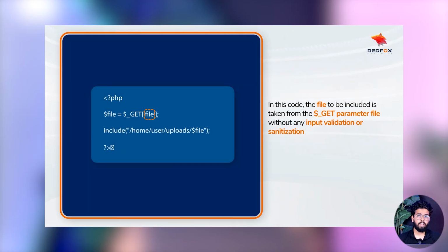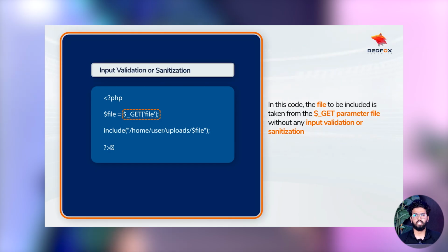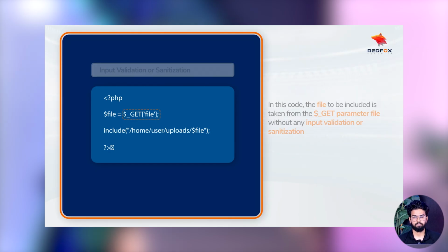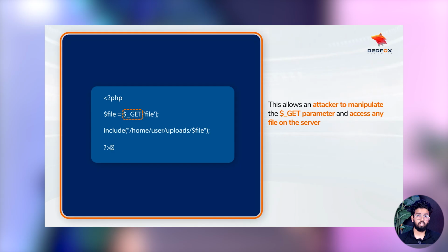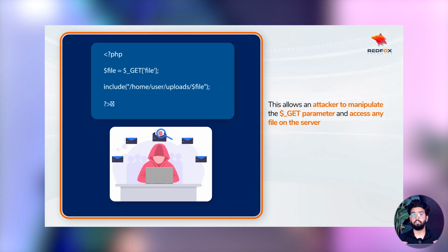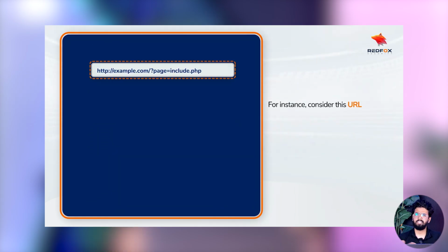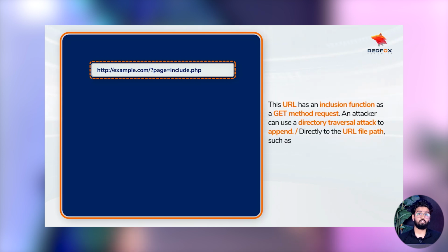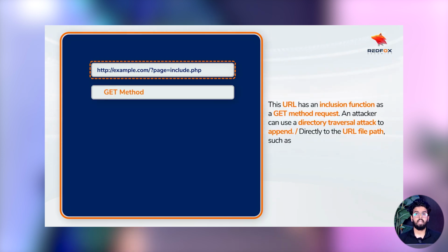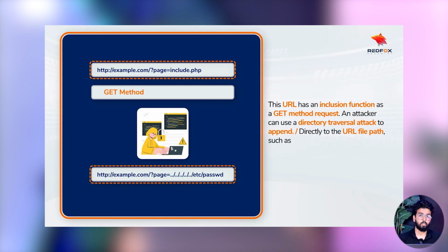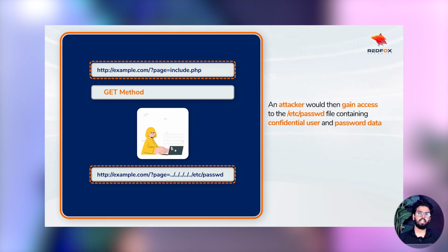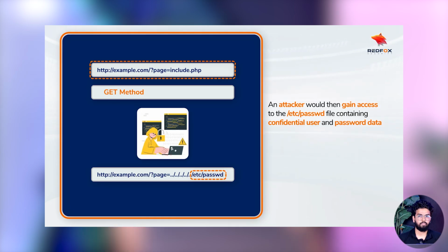Example of a vulnerable PHP code. In this code, the file to be included is taken from the $_GET parameter file without any input validation or sanitization. This allows an attacker to manipulate the $_GET parameter and access any file on the server. For instance, consider this URL. This URL has an inclusion function as a GET method request. An attacker can use a directory traversal attack to append ../ directly to the URL path. The attacker would then gain access to the /etc/passwd file containing confidential user and password data.